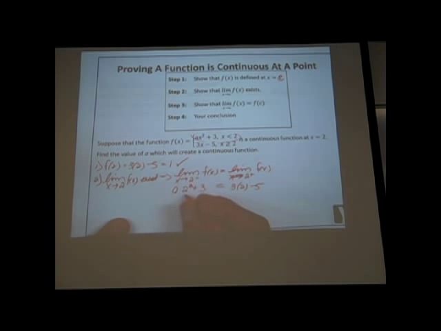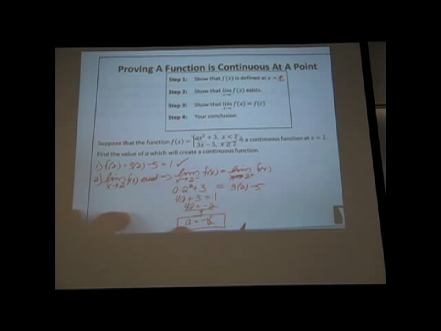A times 2 squared is 4. 4 times a plus 3 is supposed to be equal to 3 times 2, which is 6. 6 minus 5 is 1. So if 4a plus 3 equals 1, that means 4a equals negative 2. Divide both sides by 4. A is equal to negative 1/2. So what does that mean? If a is equal to negative 1/2, then these two things are equal.